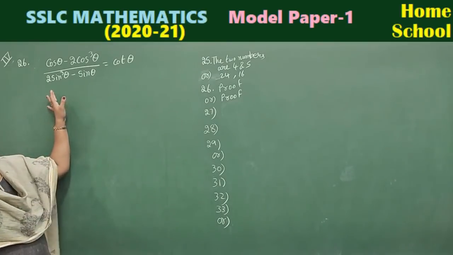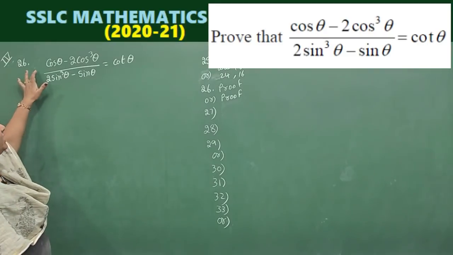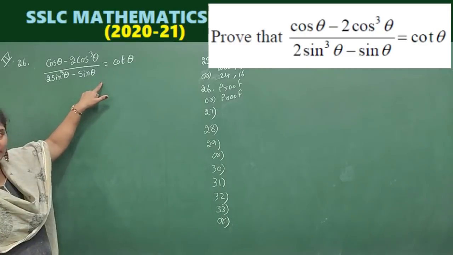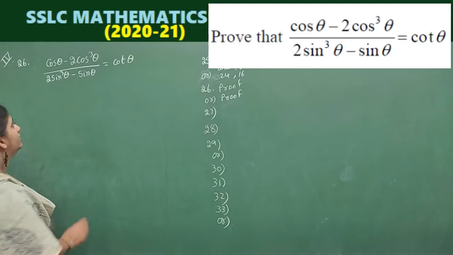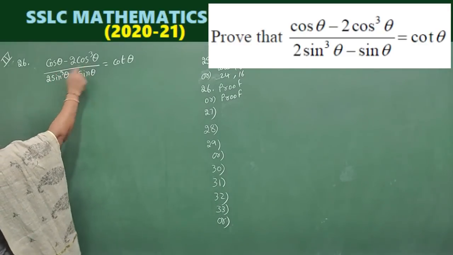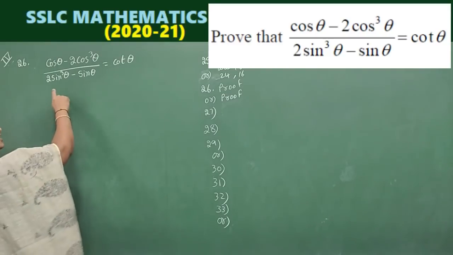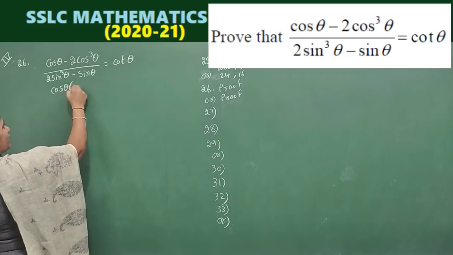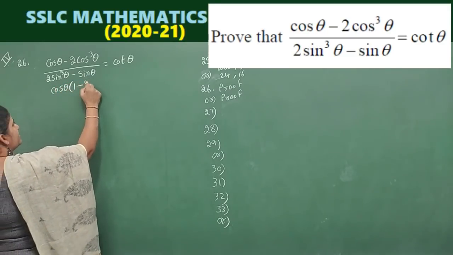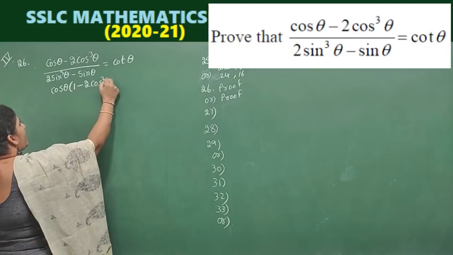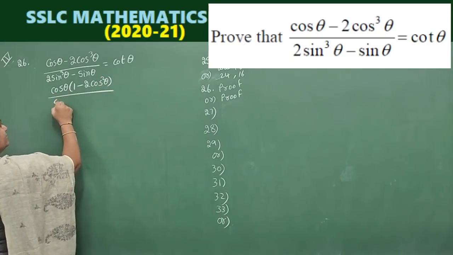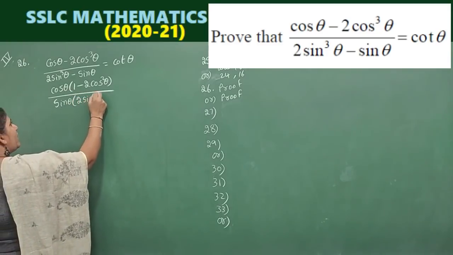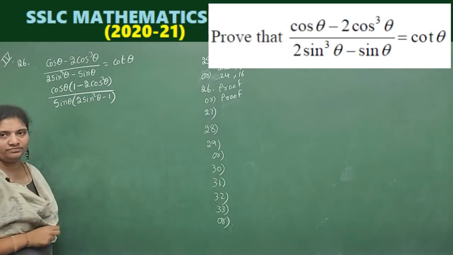In this 26th question, there is one more OR question. Prove that cos theta minus 2 cos cube theta by 2 sin cube theta minus sin theta is equal to cot theta. Just look over here. I think in the numerator cos theta is common and in the denominator sin theta is common. Take out common. Cos theta, if you take out common, 1 minus 2 cos square theta, by sin theta, take out common here, 2 sin square theta minus 1.